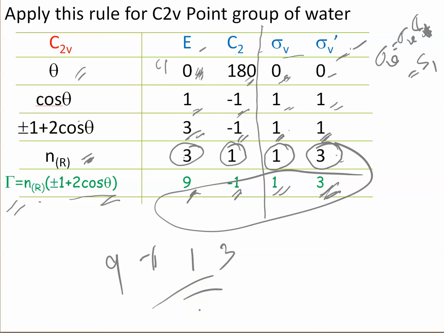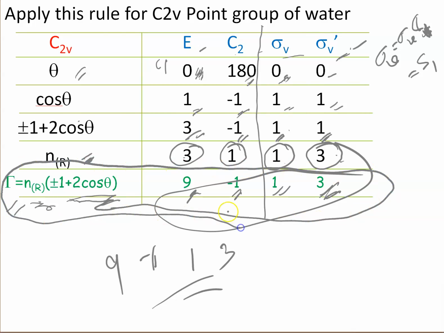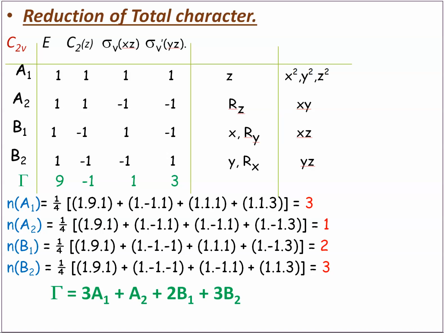Already we got this in the other two methods also. Okay, we can use any method. This is a more general method. I think the second method is more useful in the case of C2V like that. But in the case of proper rotation having angle greater than 180 degree or order greater than 2, that may make some problem. In that case, you can use this equation, that is gamma is equal to NR into plus or minus 1 plus 2 cos theta. It's a very general equation. We can easily construct the total character. Okay, so we get the total character.